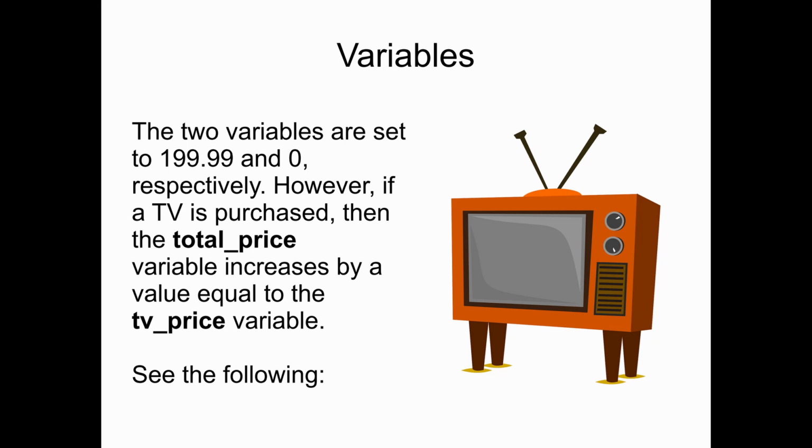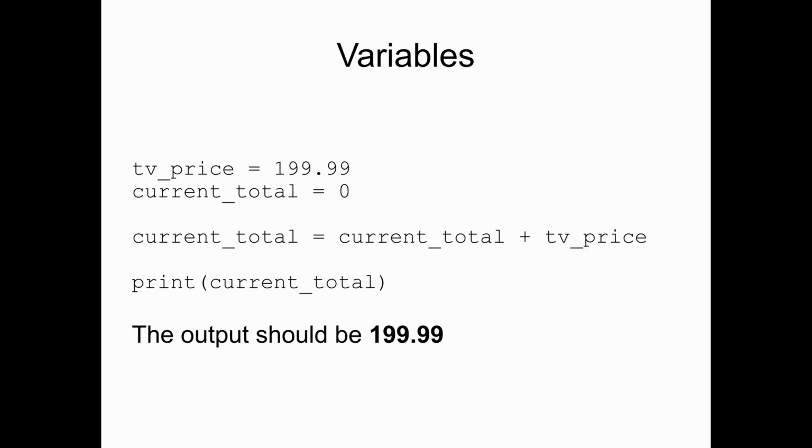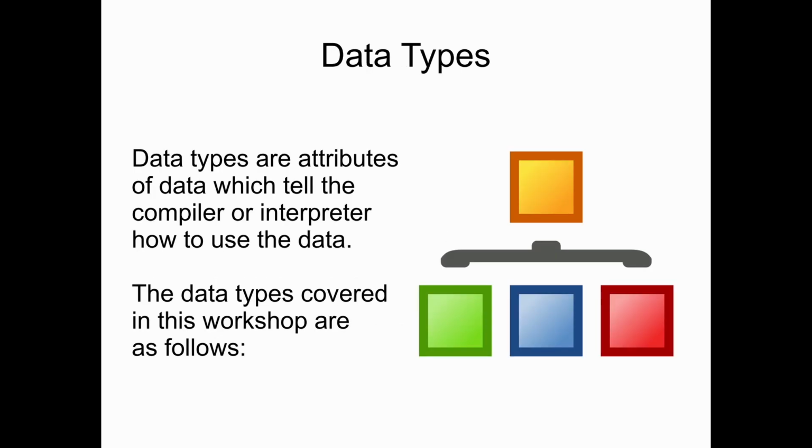199.99 and 0, respectively. However, if a TV is purchased, then the total price variable increases by a value equal to the TV price variable. See the following. Given this code, the output should be 199.99. Data types are attributes of data which tell the compiler or interpreter how to use the data.